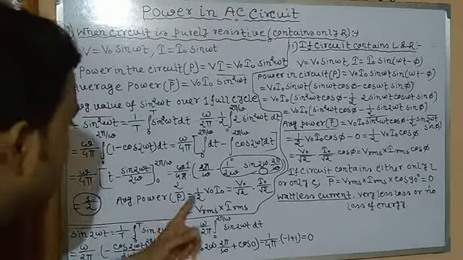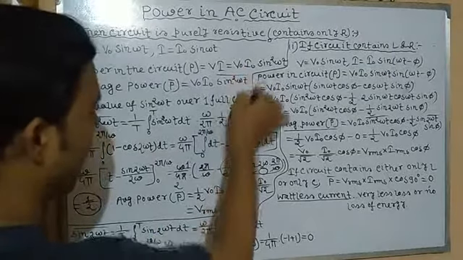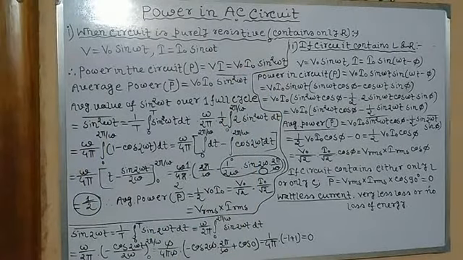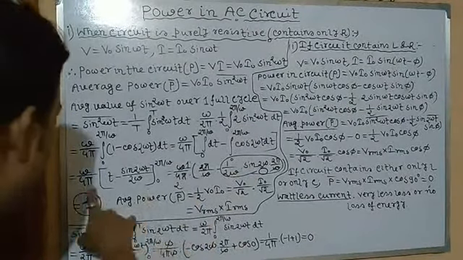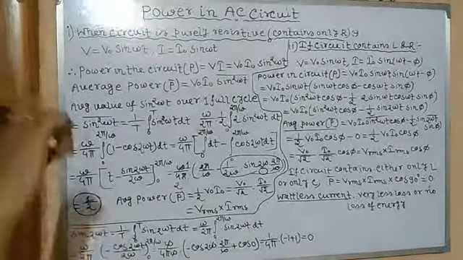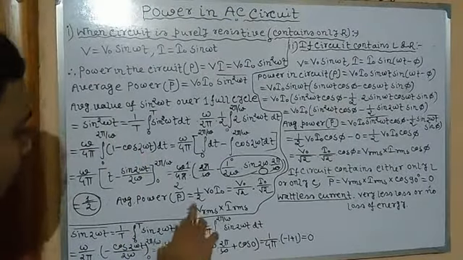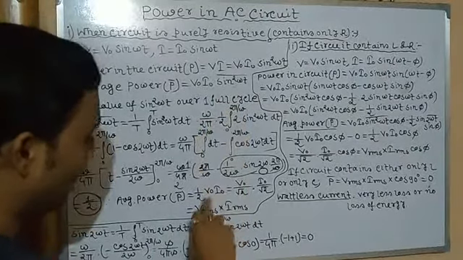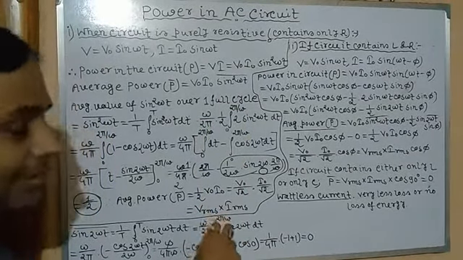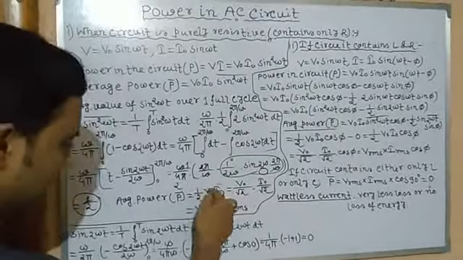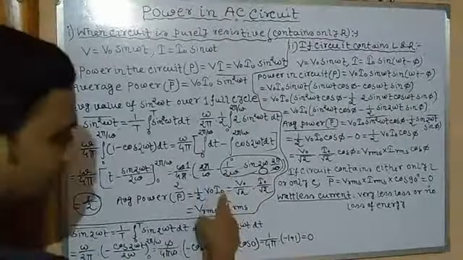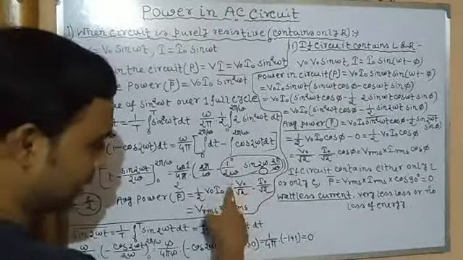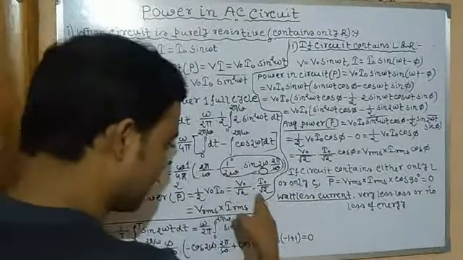So the average power P is equal to half V0 I0, because the average value of sin square omega t over a complete cycle is half. We got the value I0 square by 2, that is 1 by 2. So now half V0 into I0. How can we write it in another form? That is V0 by root 2 into I0 by root 2, because root 2 times root 2 equals 2. Now just try to remember, V0 by root 2 is VRMS, and IRMS is equal to I0 by root 2.